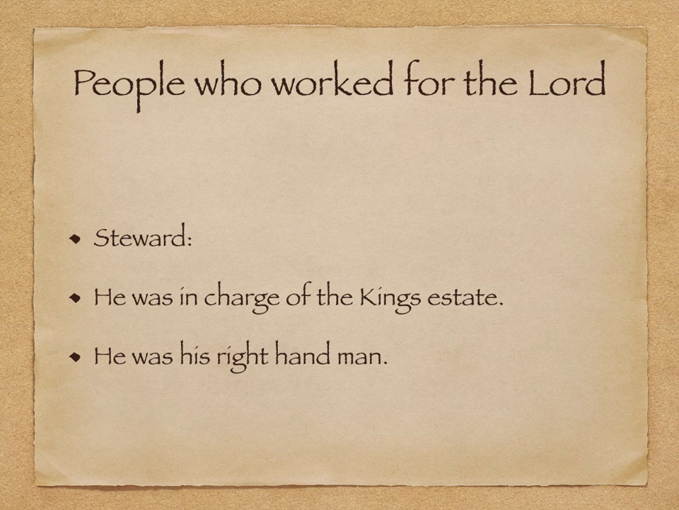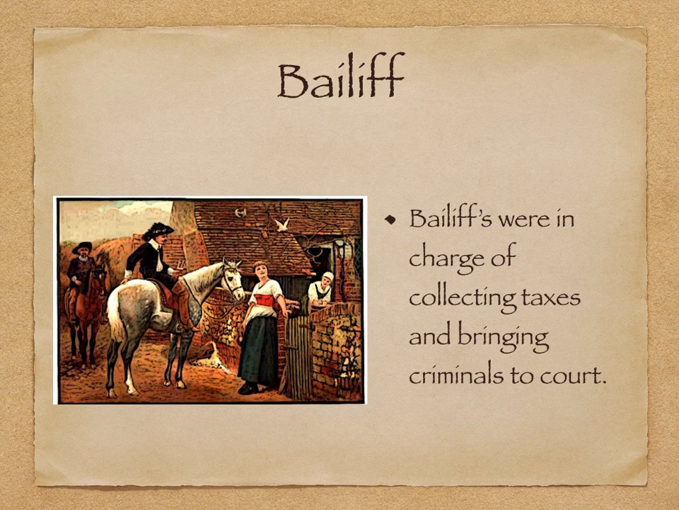Now we'll look at a few people who worked for the Lord. And specifically, we're going to look at the steward. So he was in charge of the king's estate. He was like his right-hand man. So any day-to-day running of the business of the Lord would be done by the steward. Another important person is the bailiff. So bailiffs were in charge of collecting taxes, and they made sure that the criminals were brought to court.